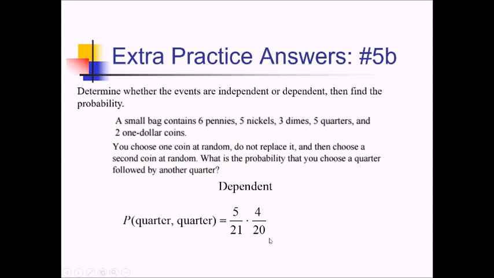So let's go ahead and reduce this before we multiply. 4 over 20, we can actually do 5 over 20, even better. So that reduces to 1 over 4, and then this 4 and this 4 can cancel. So that leaves us with 1 in the numerator and 21 in the denominator.